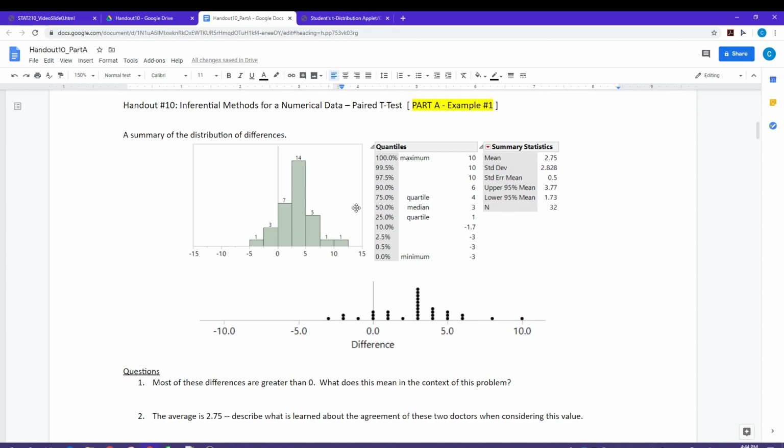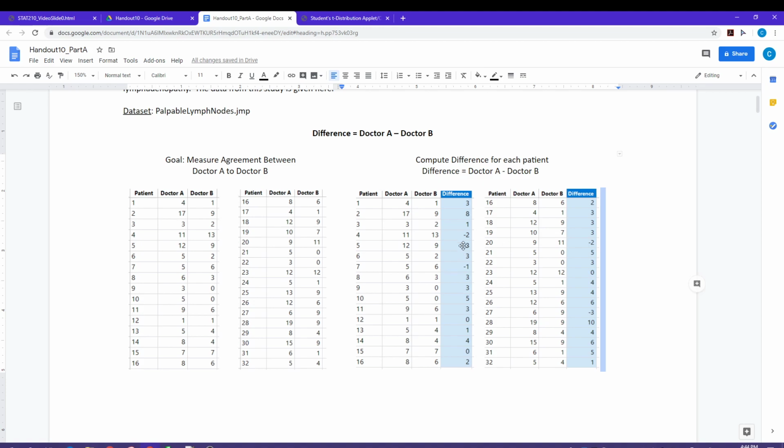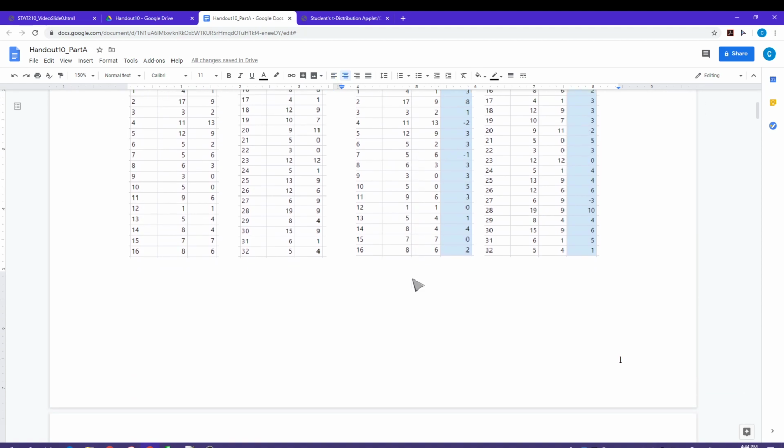So here's what those differences look like. I kind of snapped a line here at 0 because if that difference is equal to 0, so I'm talking about this column here, that's what we're analyzing is the difference column. If that difference is equal to 0, then Dr. A and Dr. B are the same. So for patient number 12 here, you can see that Dr. A had 1, Dr. B had 1, so that difference is 0. Patient 15 had 7 and 7. So when this difference quantity is 0, that means the two doctors have exact agreement.